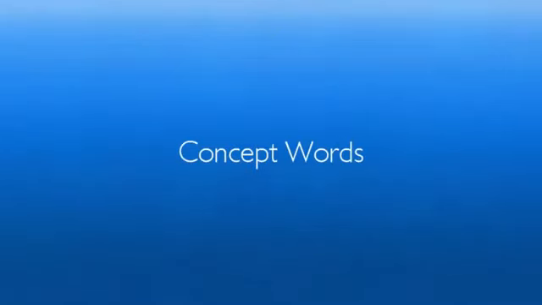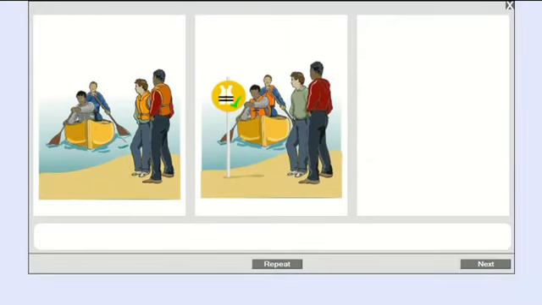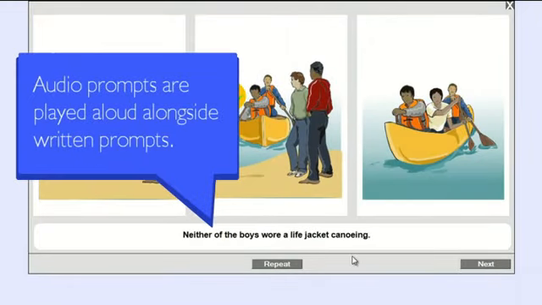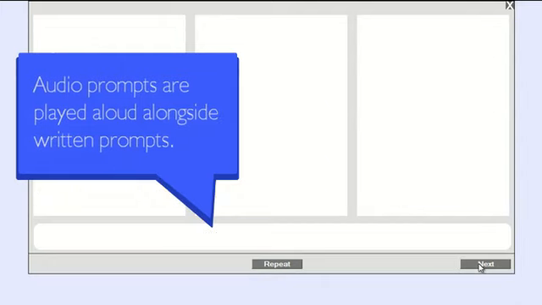Concept words. This Find the Picture subtest evaluates understanding of concepts underpinning the curriculum, such as time, comparison, and position.